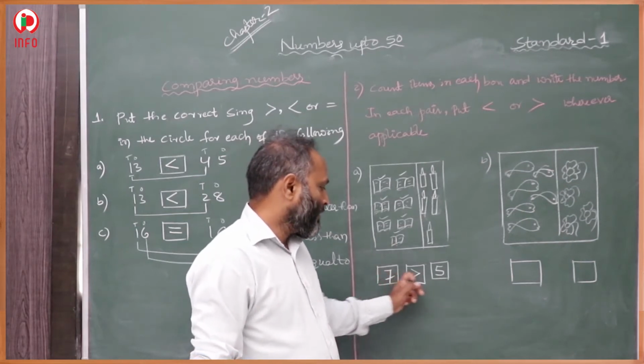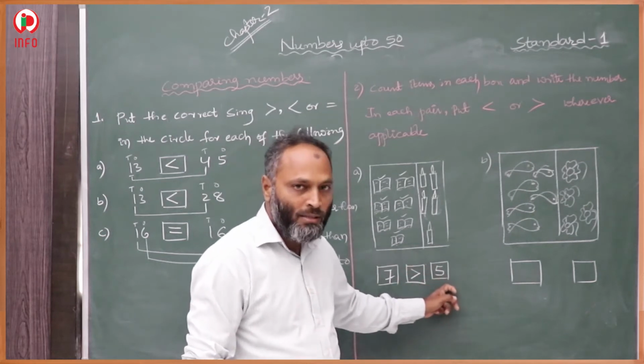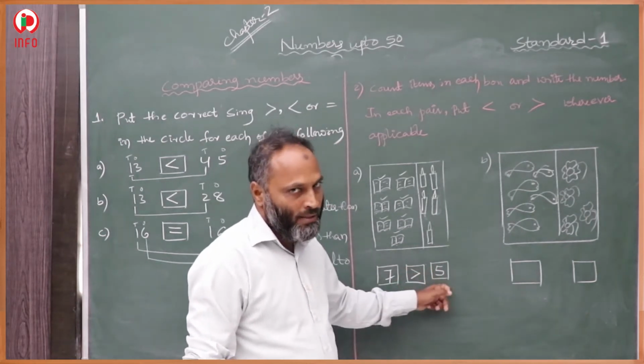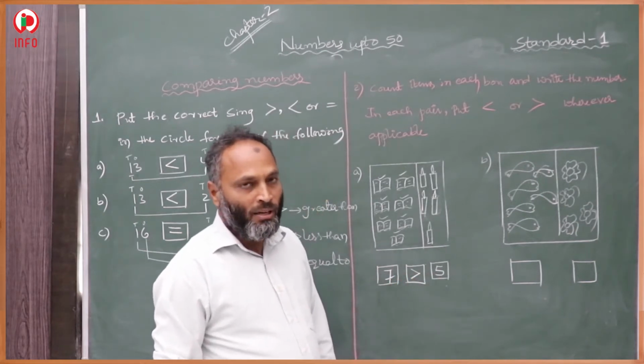Now after that we have to compare which one is less. Is 7 less or is 5 less? 7 is the greater and 5 is the less. It means 7 is greater than 5. 7 is bigger than 5.